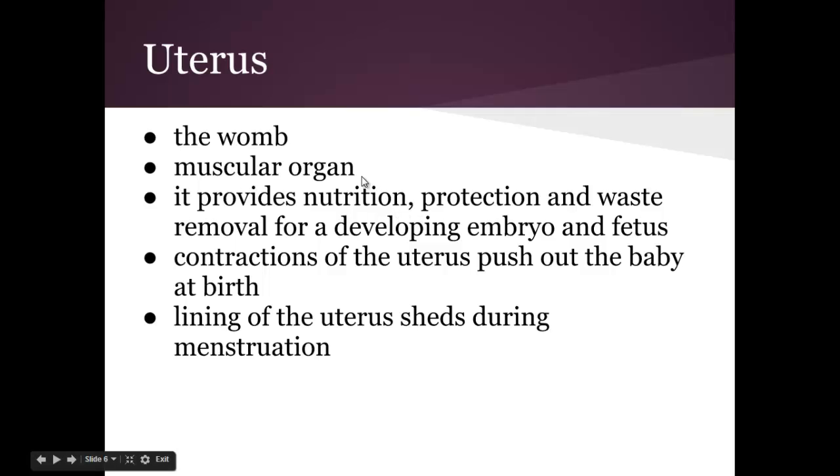So once a fertilized egg reaches the uterus, it will implant into the wall of the uterus. It will be able to get nourishment from the mom in this location. It will get protection, physical protection, by staying inside this muscle, and it'll also be the place by which it eliminates its waste. If the egg is not in fact fertilized, though, the lining of the uterus will shed during menstruation.